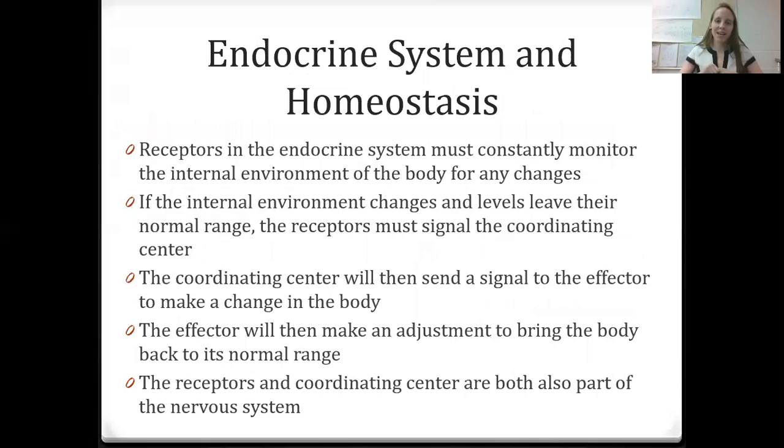So receptors in the endocrine system are constantly monitoring the body's internal environment to see if any changes are happening. If the internal environment leaves that normal or ideal range, the receptors are going to send a signal to the coordinating center, which will then send a signal to the effector to make a change happen. And in the case of the endocrine system, the effectors are going to be different glands in the body. The receptors and the coordinating center are also part of the nervous system.